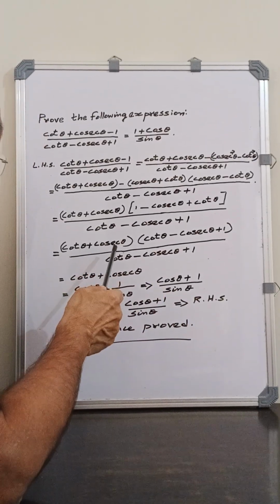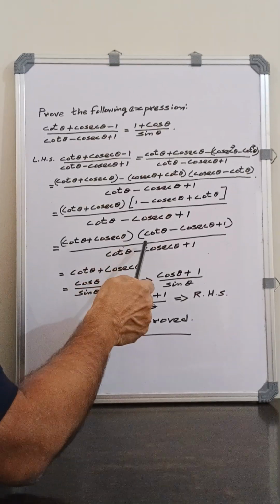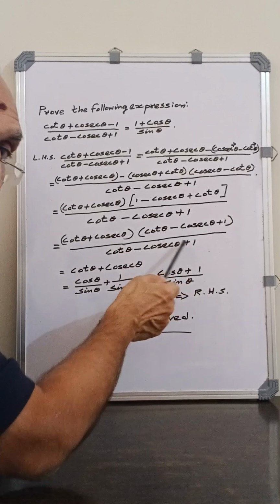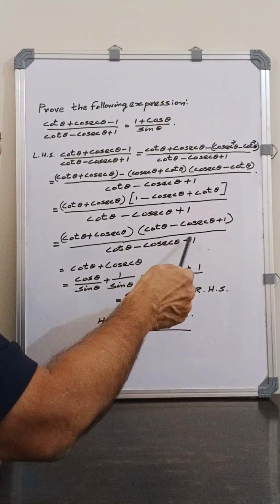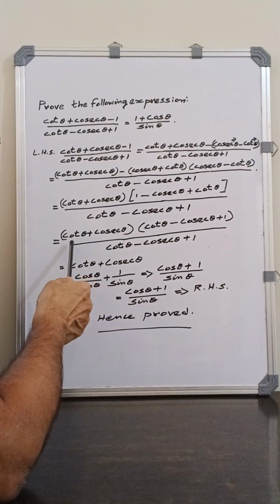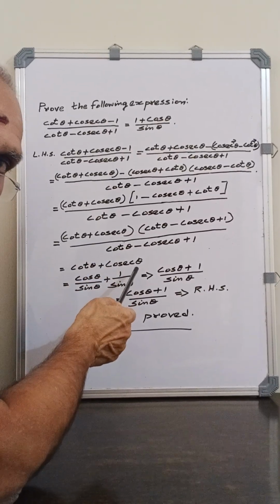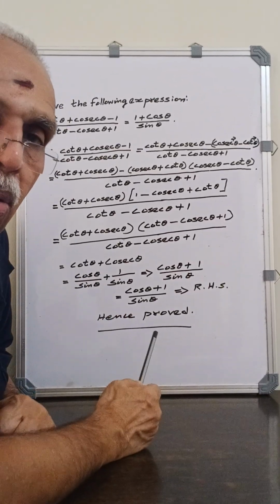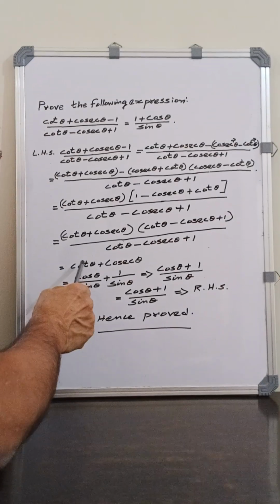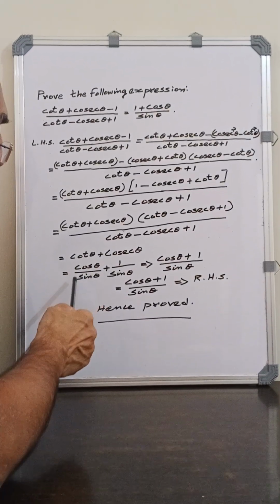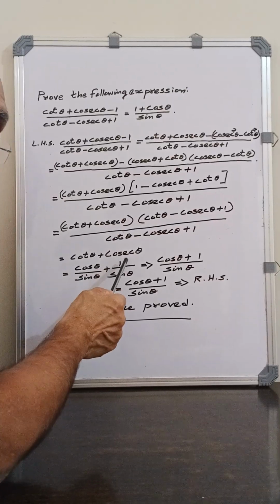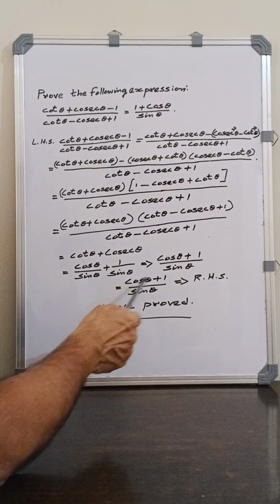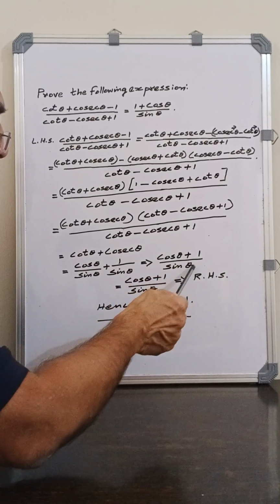Therefore, cot theta plus cosec theta into cot theta minus cosec theta plus 1 by cot theta minus cosec theta plus 1. These two terms cancel. Therefore, here remains cot theta plus cosec theta. That is cot theta, we already know, is cos theta by sin theta. Therefore, instead of cot theta, I put cos theta by sin theta, plus cosec theta, instead of cosec theta, 1 by sin theta. Denominators are the same, sin theta. Therefore, cos theta plus 1 by sin theta.